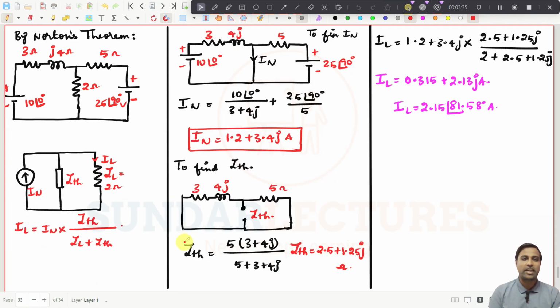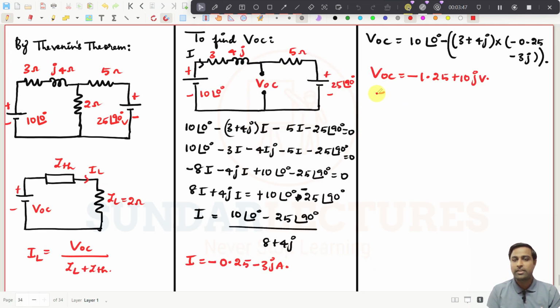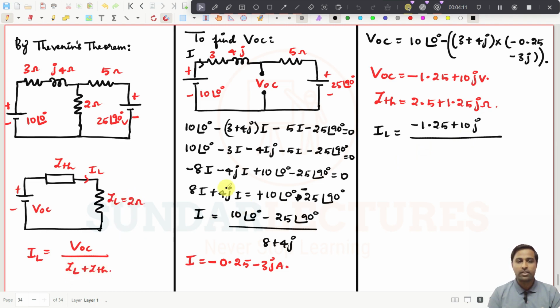Now what is ZTH? That is what we have already found. I have already told you ZTH in Norton's theorem, and even if you are going for Thevenin's theorem, both will be the same. So I am just going to take the same ZTH, 2.5 plus 1.25j ohms. And if I want to find IL, it is very simple. IL can be written as VOC, that is minus 1.25 plus 10j, divided by ZL, which is 2, plus ZTH, which we found as 2.5 plus 1.25j.